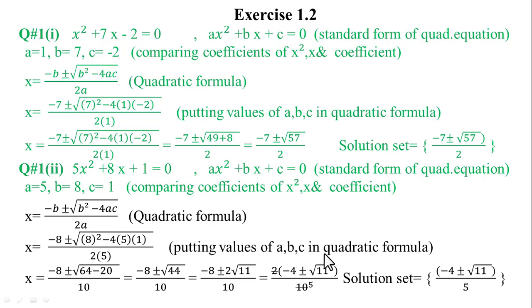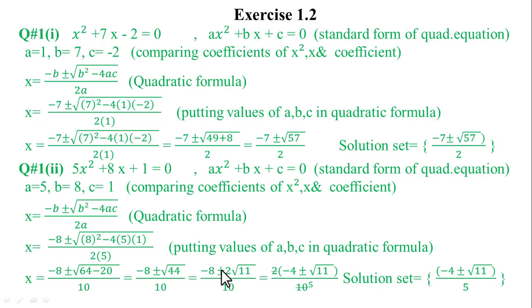Putting the values of a, b, c in the quadratic formula, we have x is equal to minus 8 plus minus square root of 8 square minus 4, the value of a is 5 and the value of c is 1, divided by 2 into a, where the value of a is 5. Now x is equal to minus 8 plus minus square root of 8 square, 64, minus 5 fours are 20 and 20 ones are 20, divided by 5 twos are 10. Then minus 8 plus minus square root of 64 minus 20 is 44, divided by 10.